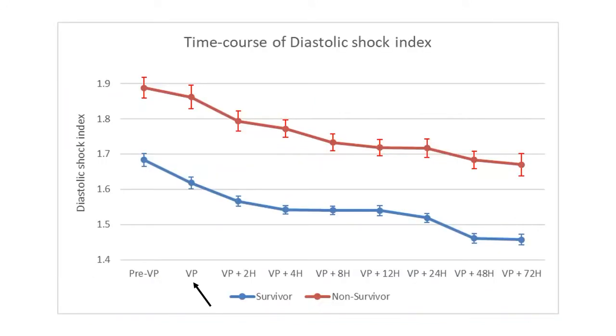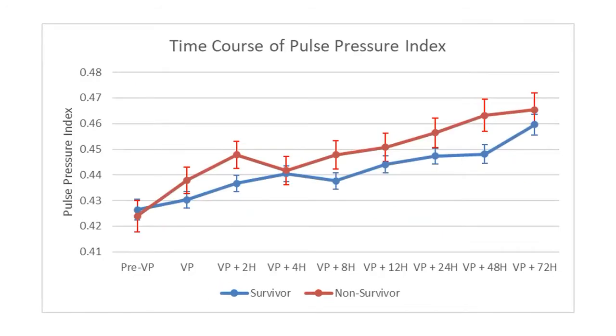This is a graph showing a time course of the diastolic shock index, which is on the Y variable. The X variable is the time. VP, as denoted by the black arrow, is the time when the vasopressor was started, so time T equals 0. And then it has the subsequent time over the next 72 hours. The blue curve is the survivors, the red is the non-survivors. And as you can see, there is a gap between the survivors and non-survivors throughout the 72 hours.